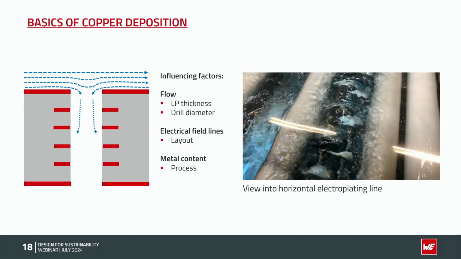If we have a look into the vias, if we want to add copper to the vias, we have similar problems. You can see here a picture inside a module in the galvanic line. There are no spray nozzles used, it's more like a hot tub, a whirlpool. So you have some standing waves here where the board gets processed through, and you have to force the galvanic electrolyte into the vias. And there are a lot of factors influencing the copper deposition, especially the board thickness, the drill diameter, the electrical field lines by physics, and the process, how much copper we add here to the process.